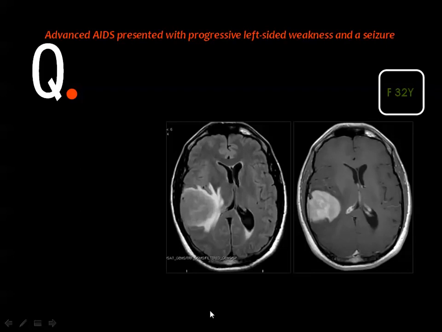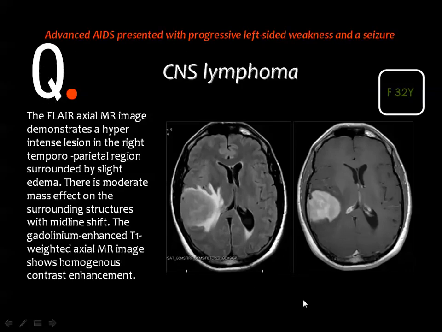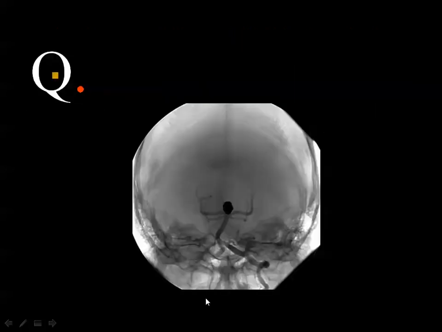This patient, 32 years old, with AIDS. This is FLAIR, and this is T1 post contrast. You have a homogeneously enhancing lesion in the right temporoparietal area, and this is lymphoma because of the history. You know that the two main lesions discovered in the brain of an AIDS patient are lymphoma and toxoplasmosis.